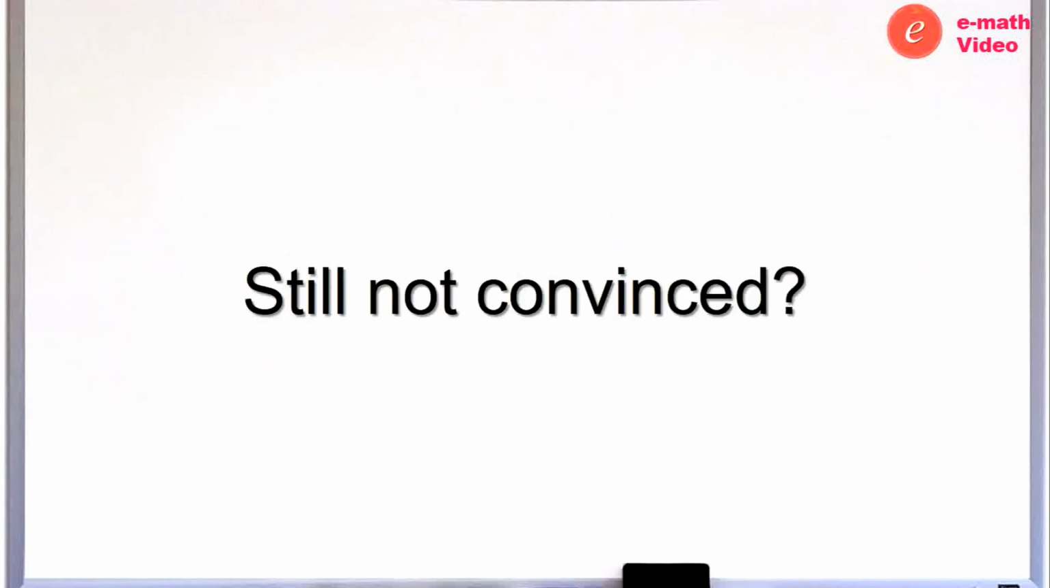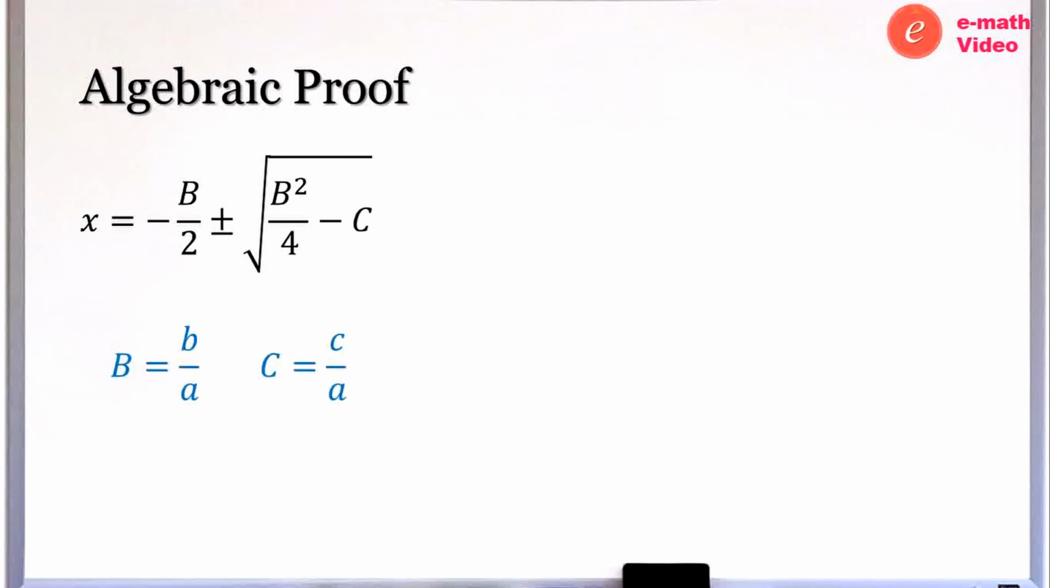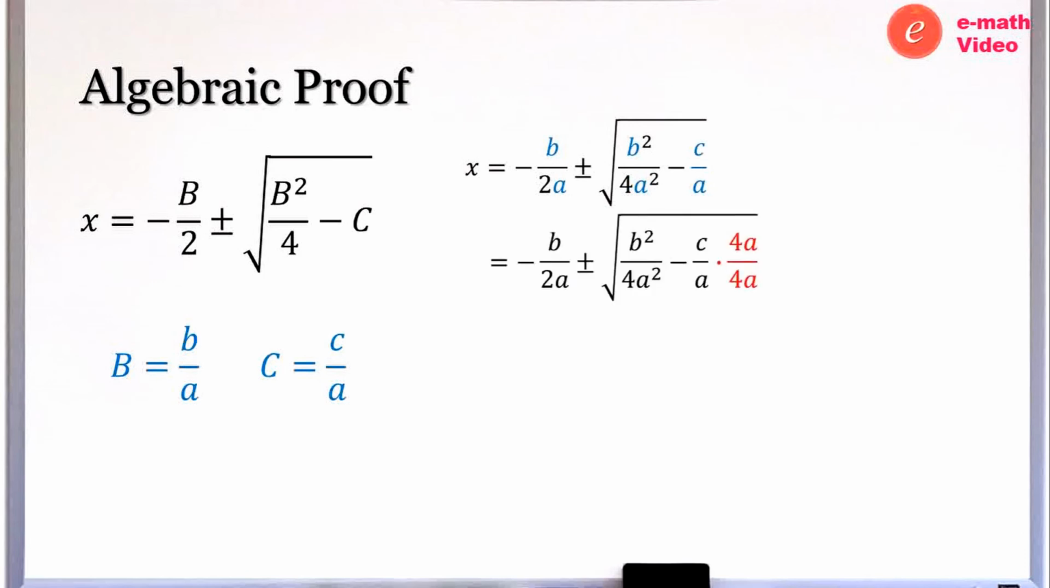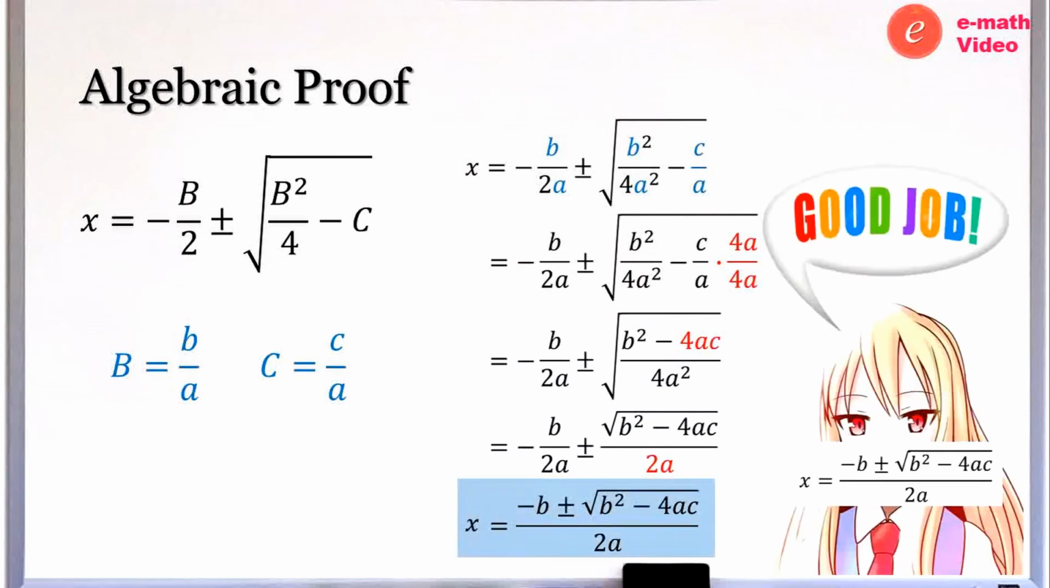Still not convinced? Let's do some algebraic proof. This is what we got from earlier, and this is how we define capital B and capital C. Sub them into the equation, get a common denominator so that we can combine the fractions. Square root of 4a squared is 2a. Again, combine the fractions. And that's our friend, the quadratic formula, proven.